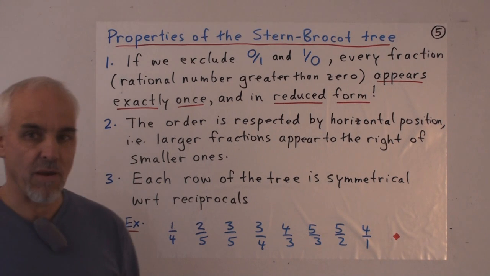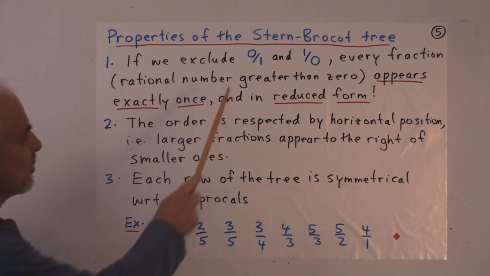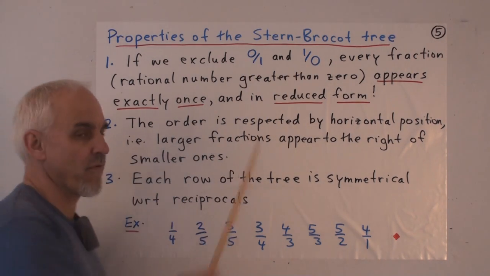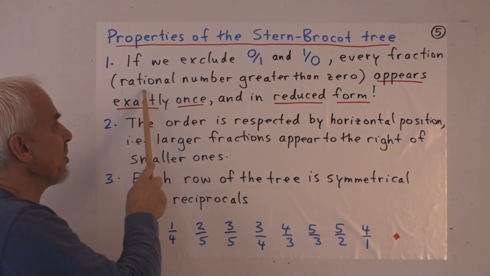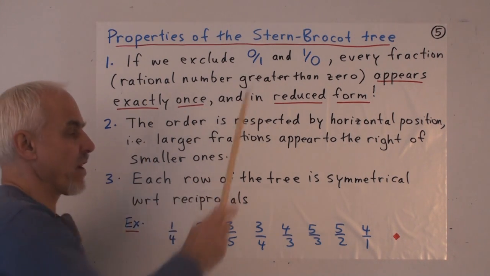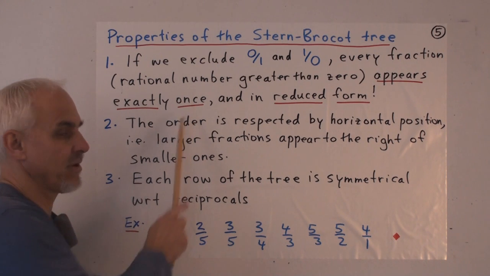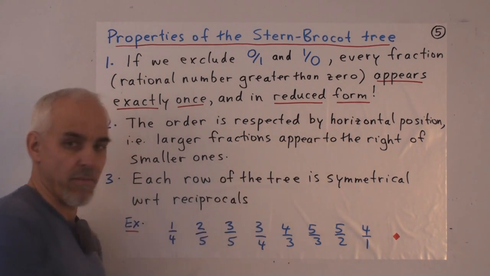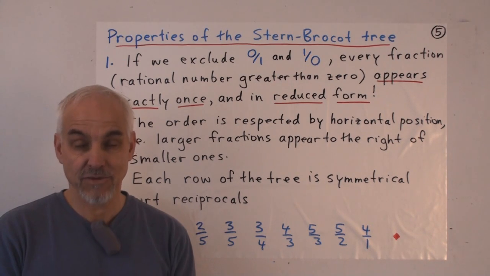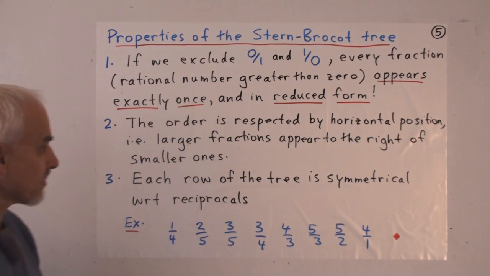The most interesting property, I guess, that pops out at one is this one. That if we exclude the pseudo-fractions that we started with, every fraction, in other words, every rational number greater than 0, appears exactly once in the Stern-Brocot tree and in reduced form. It's a remarkable and beautiful property of this tree.